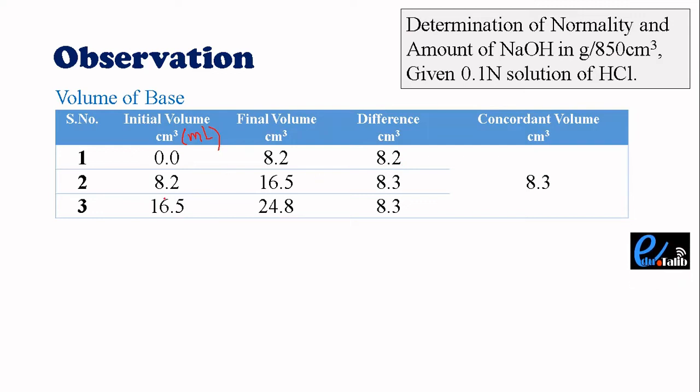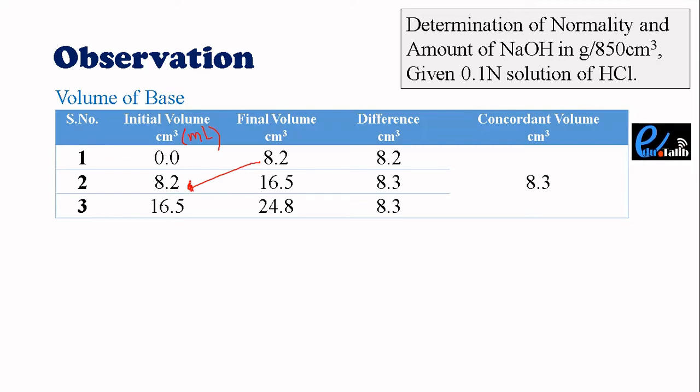So for surety, we have to repeat the reading. This is the second set. Again you have to take an empty conical flask, and once again insert 10 ml HCl using a pipette, along with one or two drops of phenolphthalein. Then again you start taking the reading, and the initial point for set 2 will be the final reading of set 1. This is why I'm copying it from here. So the initial reading now is 8.2 centimeter cube.